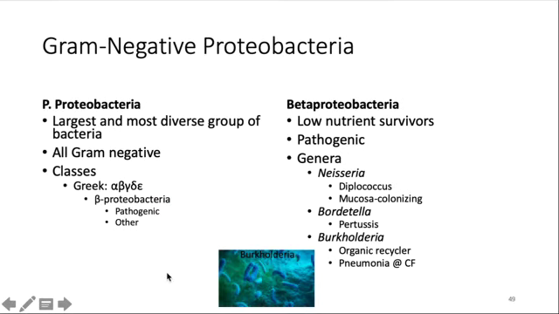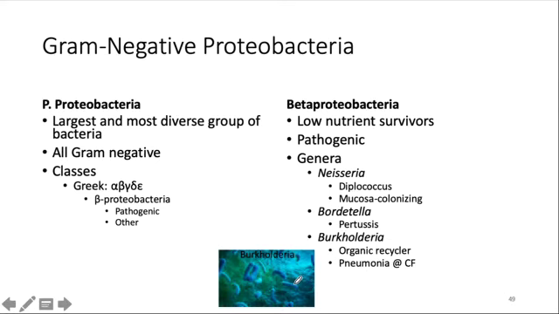Then you have the beta proteobacteria. These are low nutrient survivors. You have pathogenic groups among them being Neisseria, Bordetella, and Burkholderia. Burkholderia will appear this way when prepared, as you can see in the picture. They are important organic recyclers, so they are heavily used in recycling, but they are also implicated in the genetic disease cystic fibrosis, where they may cause pneumonia in people who have cystic fibrosis.